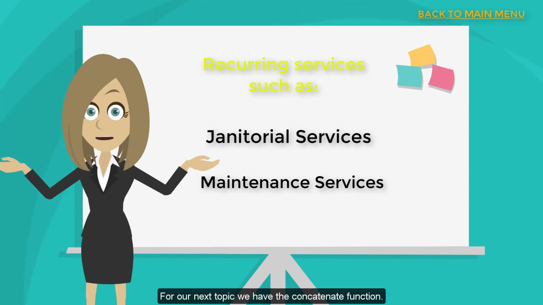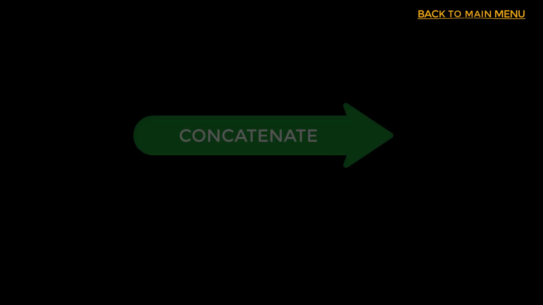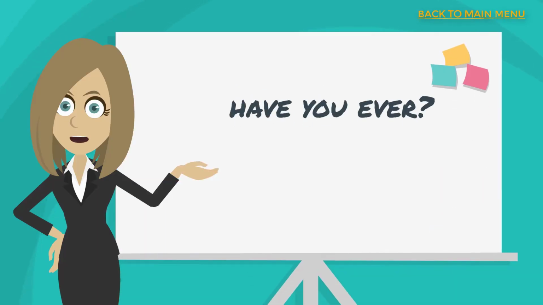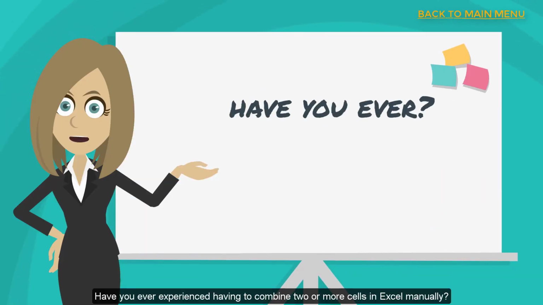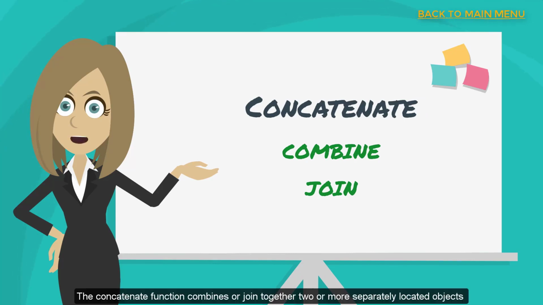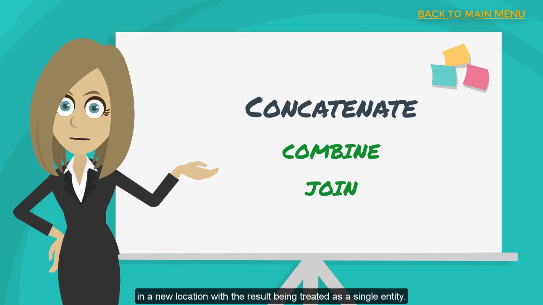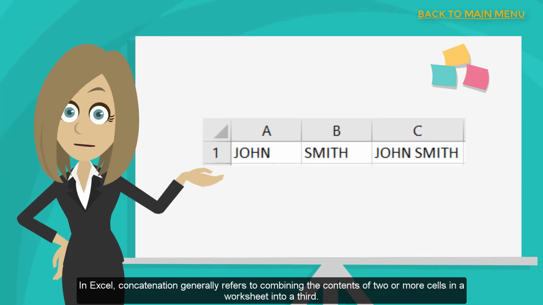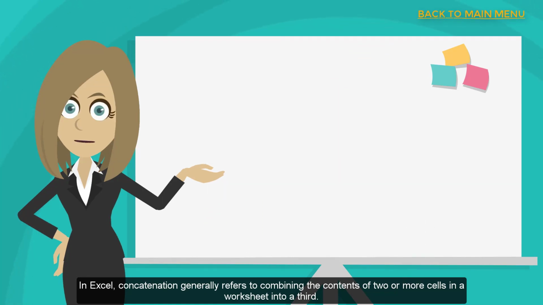For our next topic, we have the concatenate function. Have you ever experienced having to combine two or more cells in Excel manually? Did you know that you can use a function to merge these cells? The concatenate function combines or joins together two or more separately located objects in a new location, with the result of being treated as a single entity. In Excel, concatenation generally refers to combining the contents of two or more cells in a worksheet into a third.